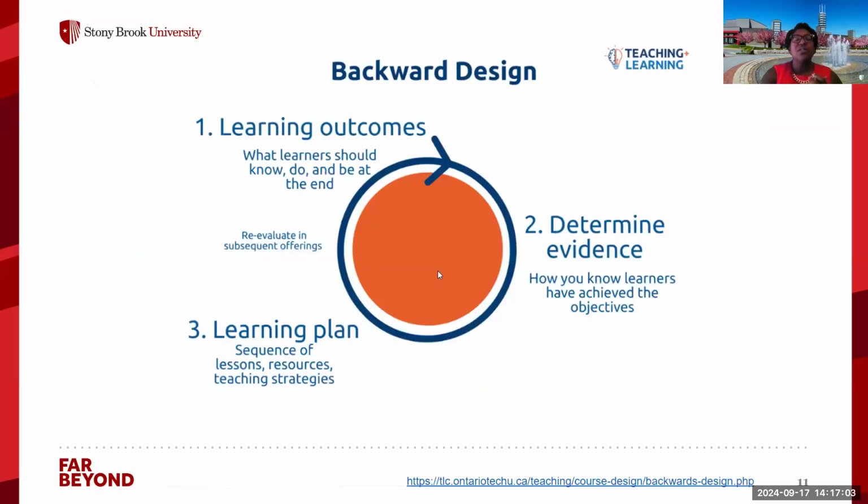So this is almost the exact same thing, but this is in a different format. This is a visual format for those who are, once again, a different type of learner. So once again, you're just starting with your learning outcomes, what learners should know, do, and be at by the end. You determine your evidence. How do you know that learners have achieved the objectives? And then you create your learning plan, which is a sequence of lessons, resources, and teaching strategies. And you're constantly doing that over and over again to strengthen your program and strengthen your students.